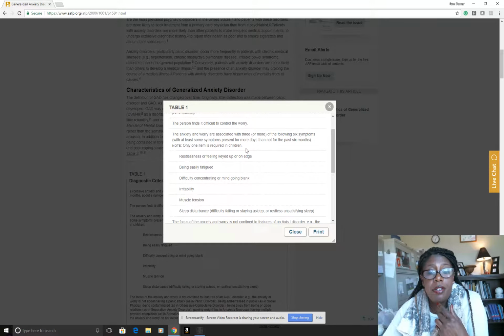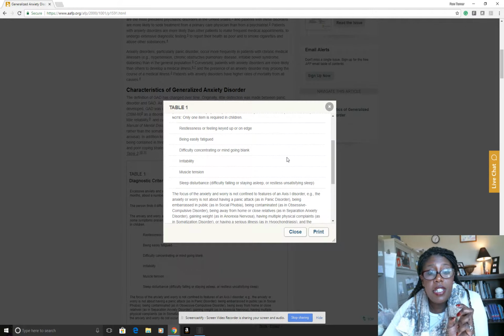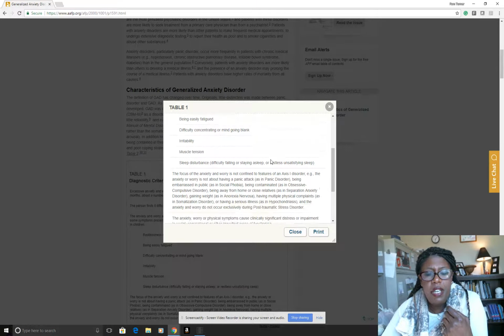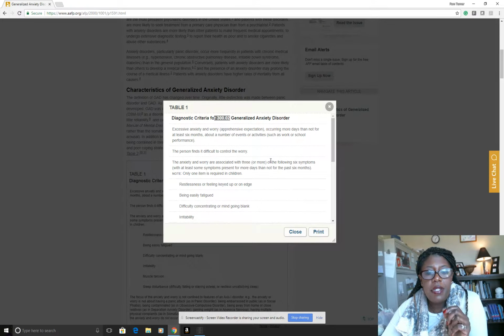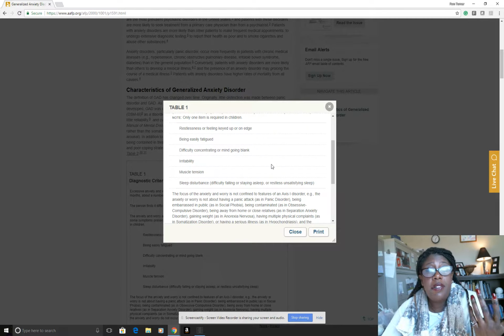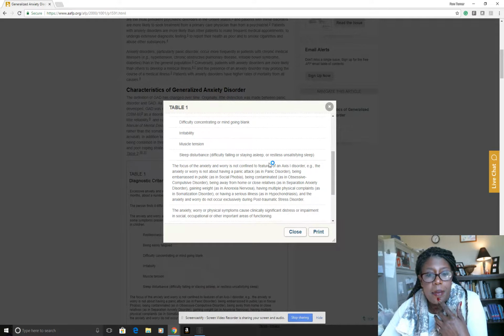Anxiety and worry are associated with 3 or more of the symptoms. So just look at these symptoms: restless or feeling keyed up or on the edge, being easily fatigued, difficulty concentrating or your mind going blank, irritability, muscle tension, and some sleep disturbance. So what we look for is, out of those, at least 3 of those for a period of 6 months across environments. The focus of anxiety is not confined to Axis 1. That's a level 1 diagnosis. We'll talk about that later.